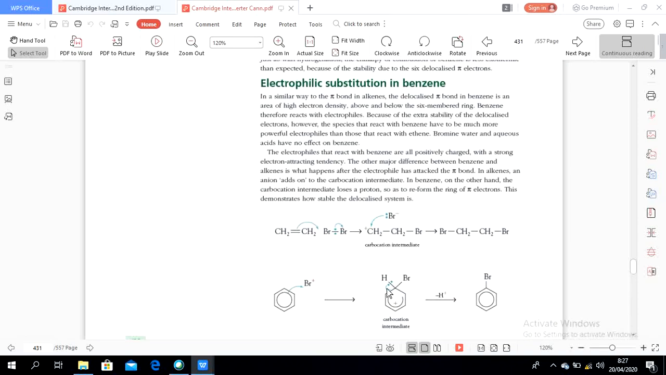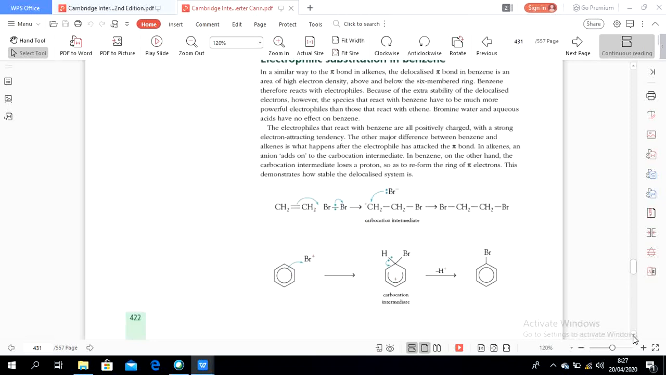Now this one has 2 electrons, and then 1 electron goes inside to reform the double bond again. That produces a hydrogen with less electron, and this is called the intermediate. So in A level, they want you to draw all this, how bromine substitutes into the benzene. Next, let's continue.